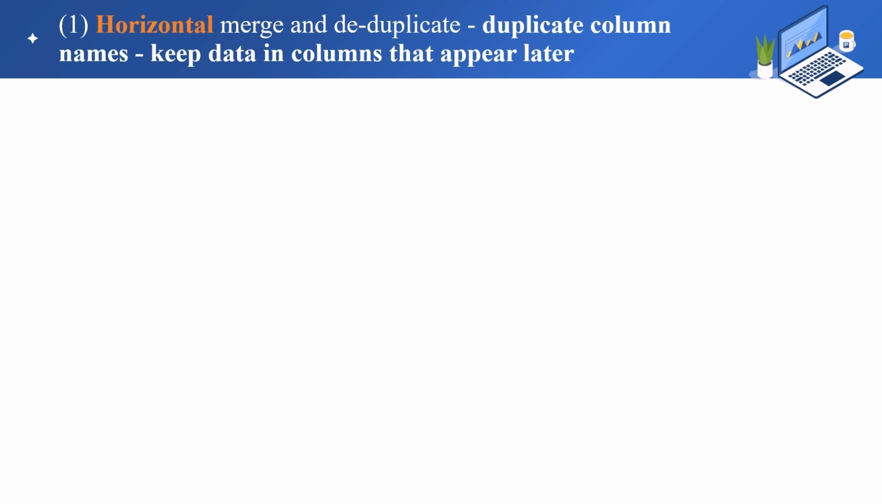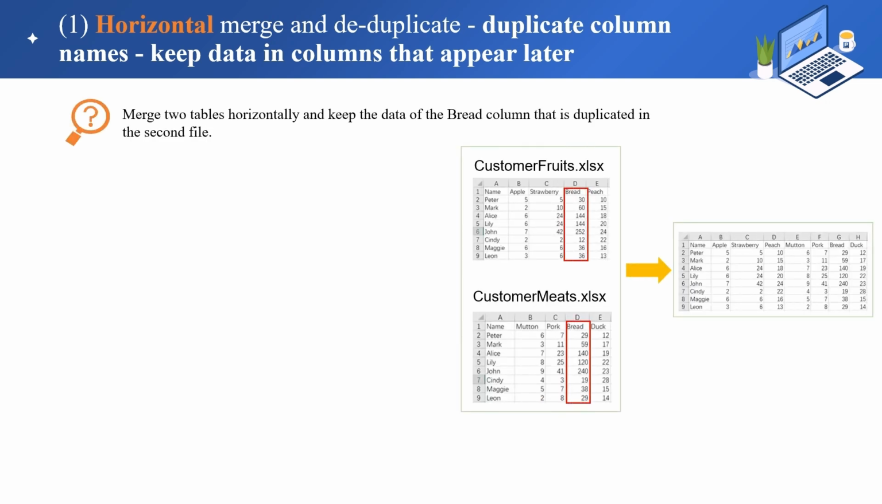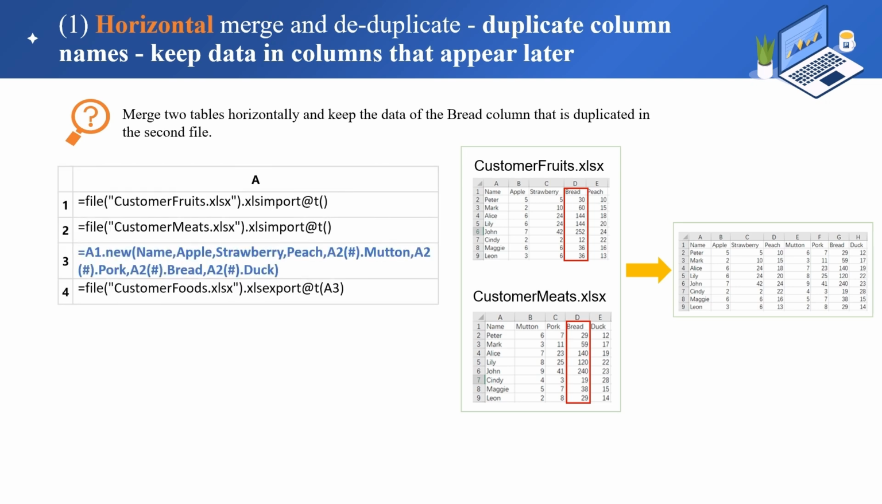2. Horizontal merge and deduplicate, duplicate column names, keep data in columns that appear later. The name columns of the two tables are exactly the same. Now we need to merge the information of the two tables, and keep the data of the second file for the columns with duplicate names. For example, both tables contain the bread column, and it is required to remove the bread data of the first file and keep the bread data of the second file. Since the values and order of the name column of the two files are exactly the same, we can create a new table sequence in A3 and take the corresponding column values from the two tables.